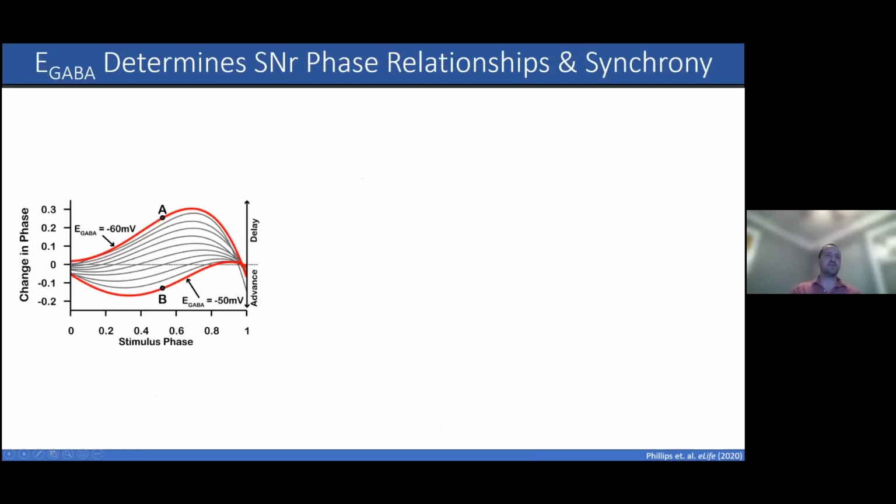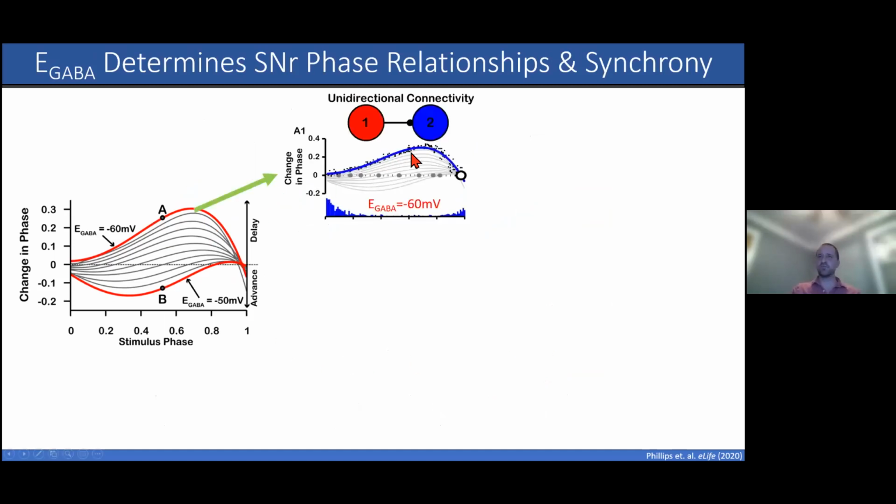All right, so we can use these phase response curves to predict the synchrony within the SNR. So we're taking this first curve here at -60. It's blue now. But if you look at where this curve crosses the x-axis, you get a fixed point. We're going to use this phase response curve to predict the phase relationship between two neurons in a unidirectional feed-forward connectivity pattern. In this case, you would expect a fixed point roughly at synchrony here, but this is unstable.